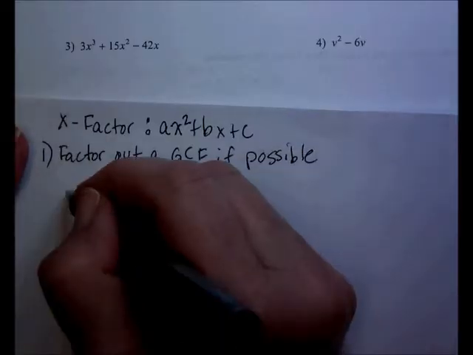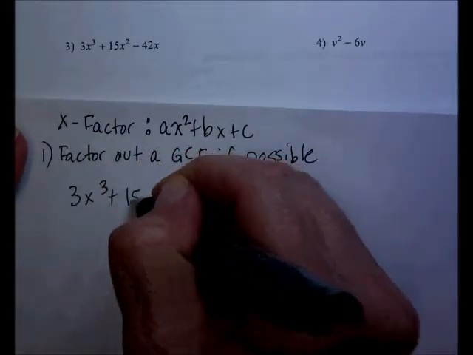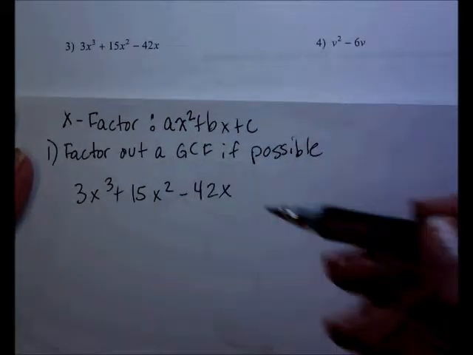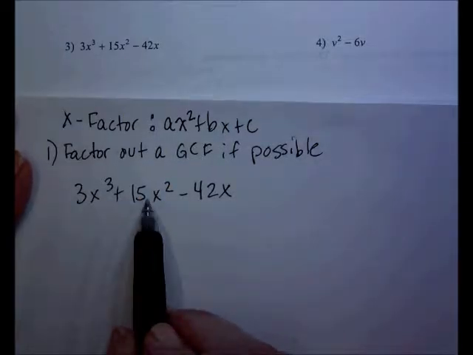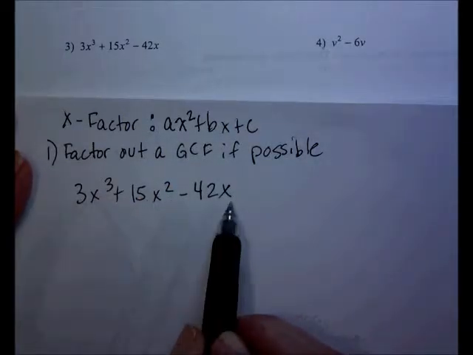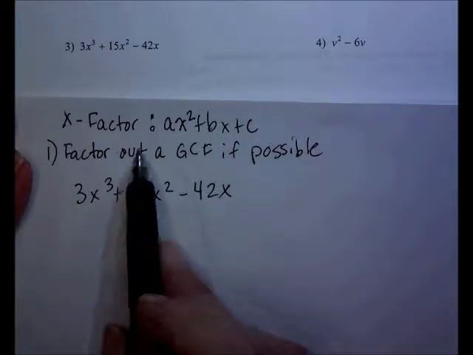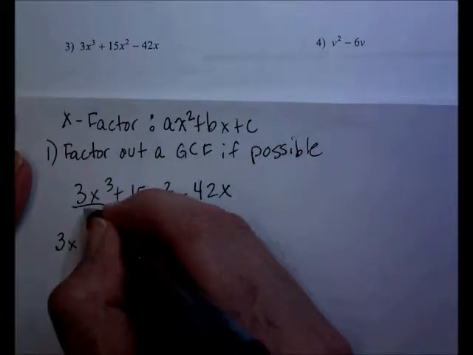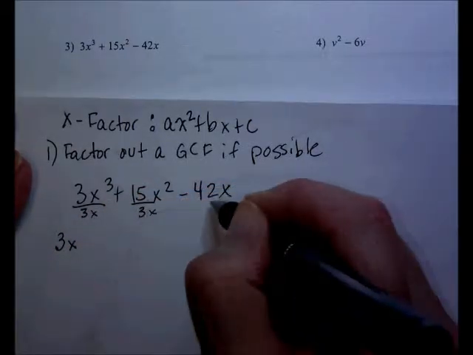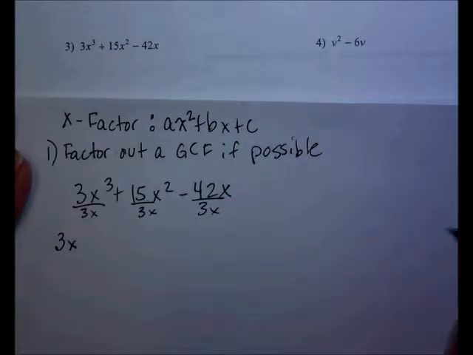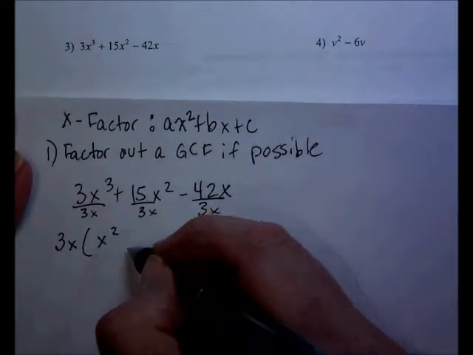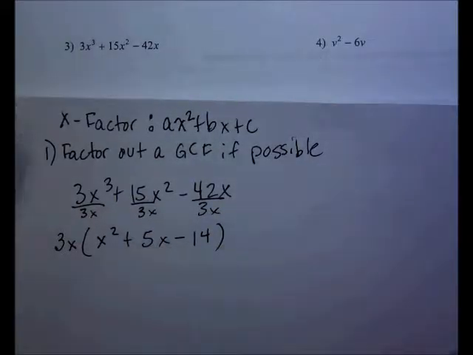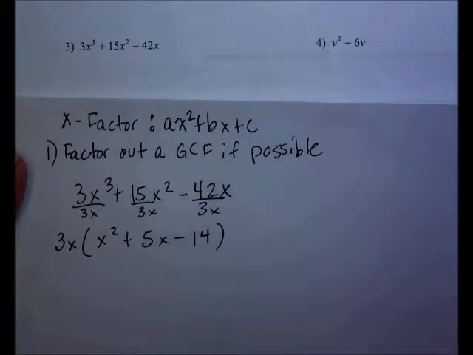And number 3 looks like 3x cubed plus 15x squared minus 42x. So I look and I see, okay, it has a common factor. Every single term I could factor out a 3, and I also could factor out an x. And I kind of look to see if I can get it into this form, and if I factor out a 3x, that means I'm dividing each term by 3x. I put that there sometimes to help me remember what I'm doing, and it becomes x squared plus 5x minus 14. So now I'm in the form of ax squared plus bx plus c.